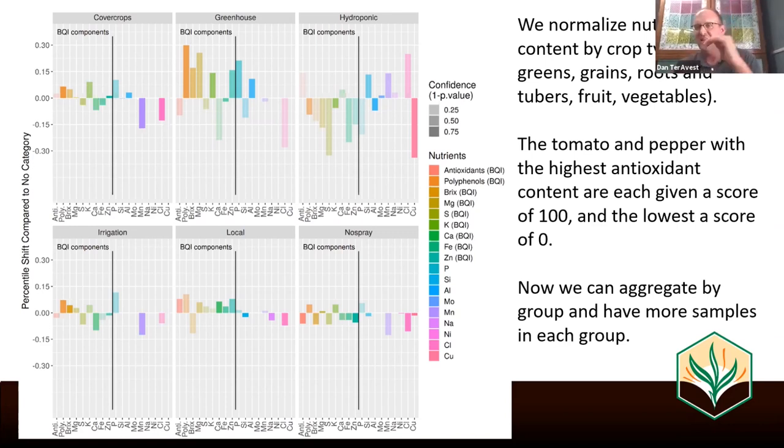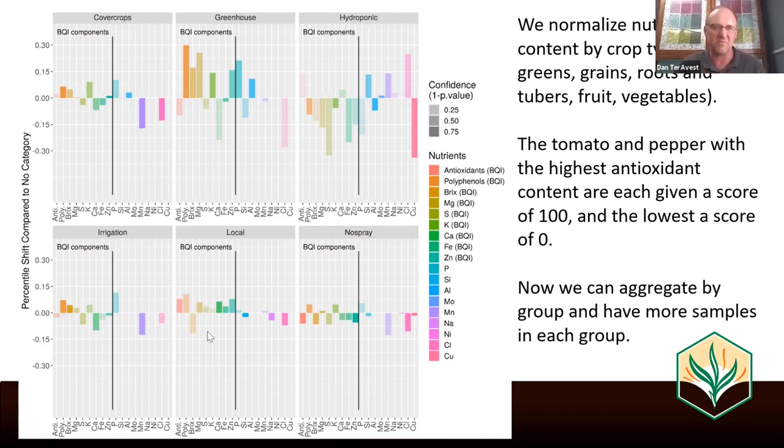And what I mean by normalize is I'm going to take the tomato with the highest antioxidant content. I'm going to take the pepper with the highest antioxidant content. I'm going to give them both a score of 100. And then I'm going to do the same thing for the lowest antioxidants in peppers and the lowest antioxidants in tomato, and give them a score of 0. And I can just rank everything in between. Now I can analyze both tomato and pepper together as part of a group, increase the number of observations that I have, and try to simplify that analysis.